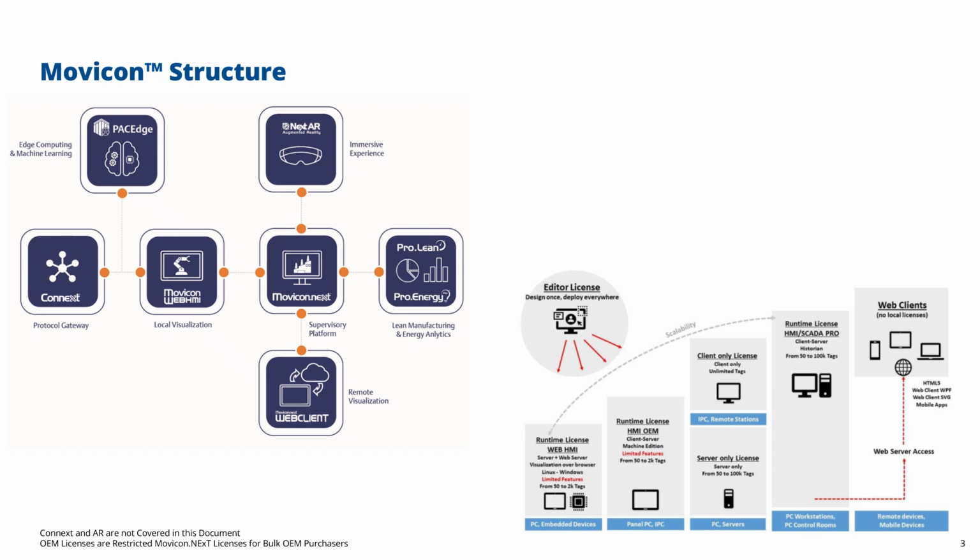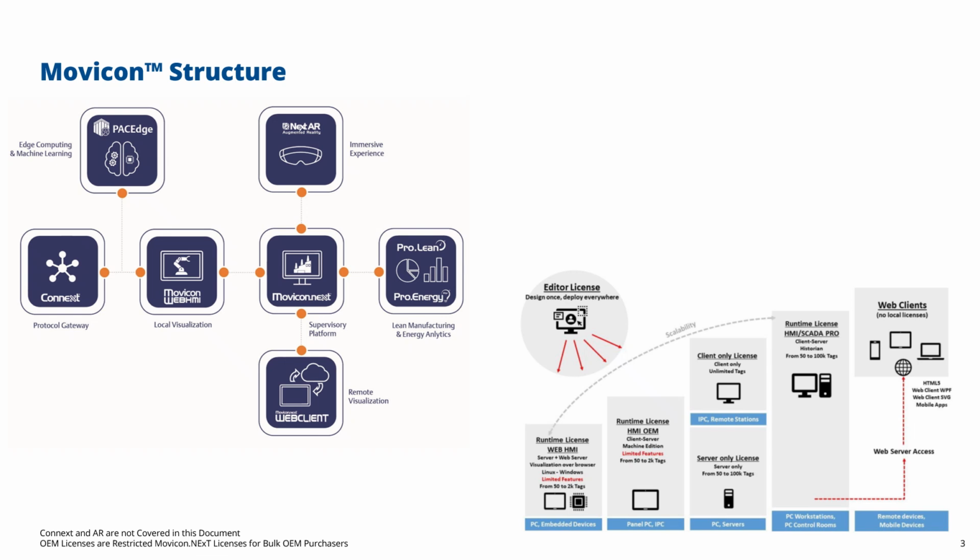Now, I do have a detailed training deck that covers Movicon in more detail, but let's quickly review the structure of the way Movicon works. So we start with .NExT, which is a protocol gateway. This can be extended to include logical and local visualization with WebHMI using a web browser. And those two components are also available with PackEdge, which is our edge computing and machine learning solution for edge and IoT applications.